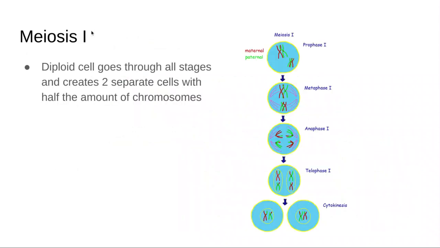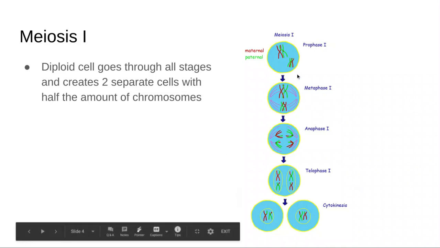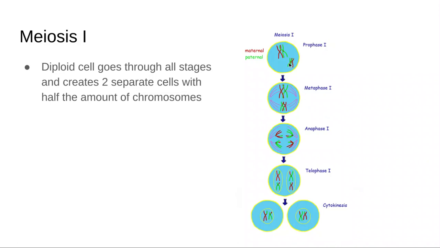So meiosis one, if we break this down a little more, you start with a diploid cell that goes through all stages of prophase, metaphase, anaphase, and telophase, and cytokinesis, obviously, and creates two separate cells with half the amount of chromosomes in it, all right? So you're going to create these two separate cells that start with half the amount of chromosomes.